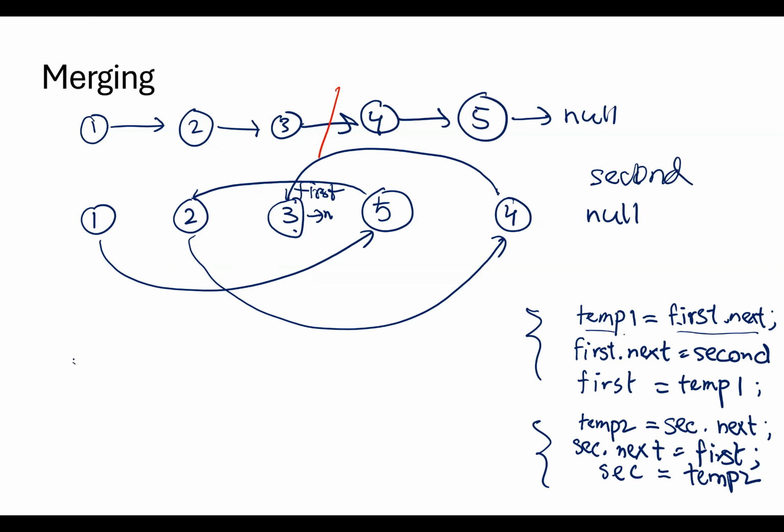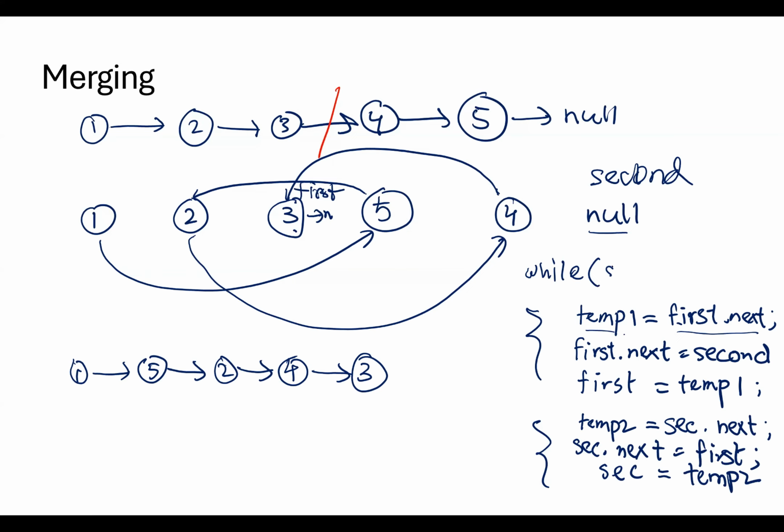Okay. Now you see we have this 1, 5. Then from 5 we went to 2. From 2 we went to 4. From 4 we went to 3, right? And the second is now already null. That means we'll keep on doing this while second is not equals to null. So until the second is null, we'll keep on doing this. So that's our merging, and that's it.